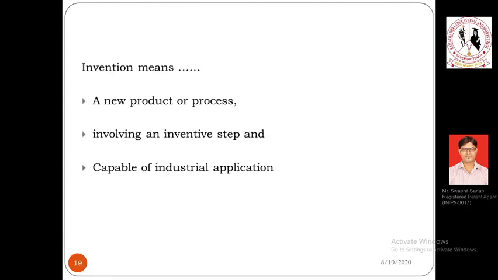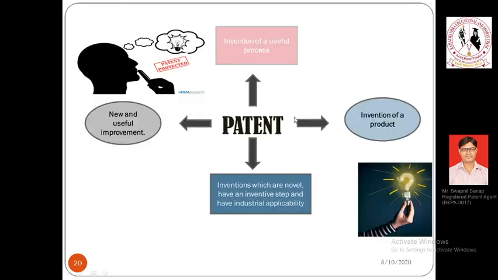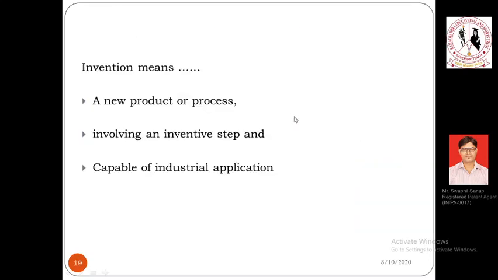According to the law, or according to the Patents Act, inventions are nothing but a product or a process which involves an inventive step and is capable of industrial application. I will explain what exactly these points are. But before that, I would like to go into details of each of these terms that I mentioned on the slide. Invention means a new product or a process.